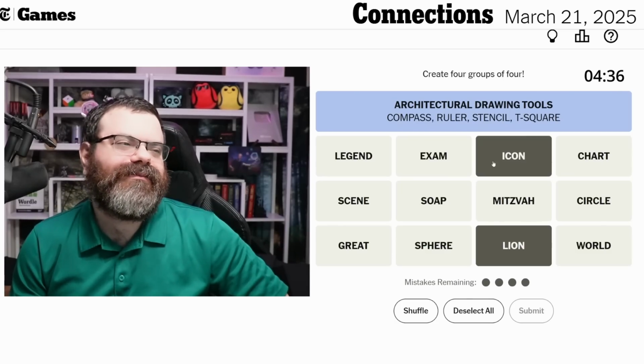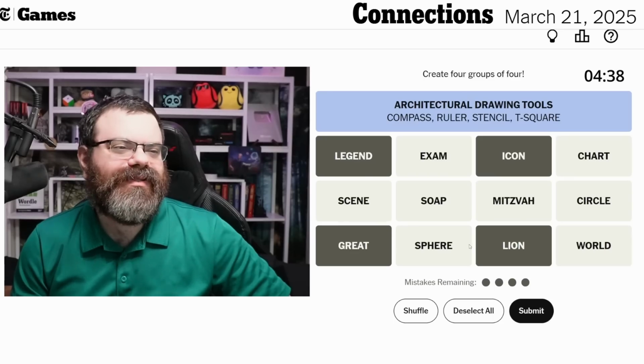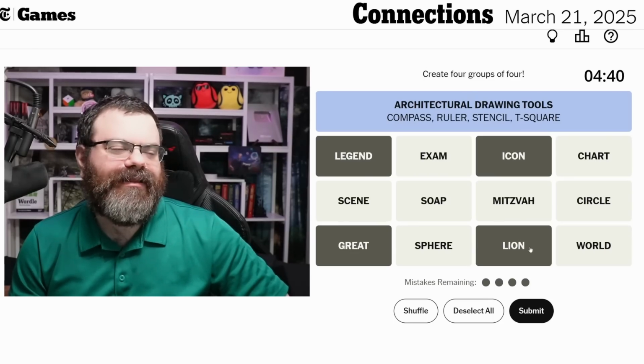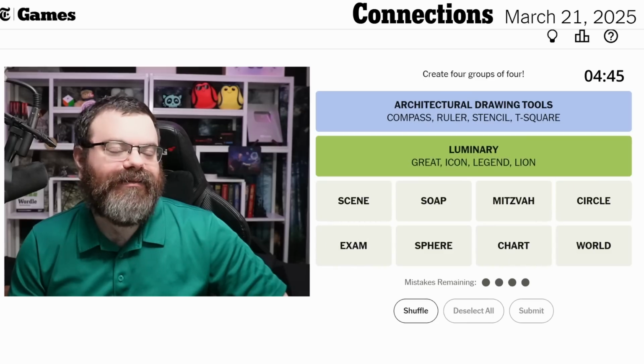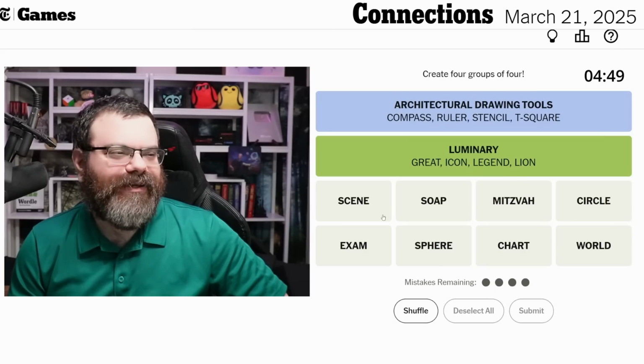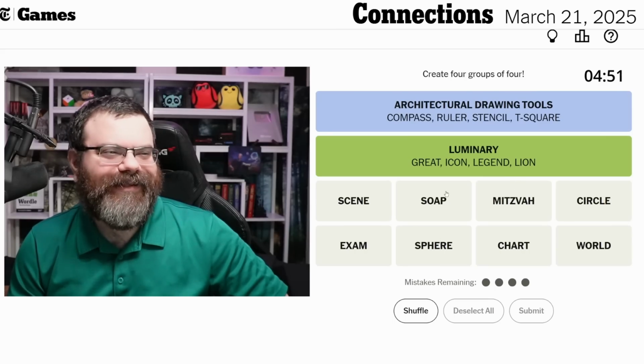Maybe lion. Do you think lion goes with these 3? He's a real lion, like the king of the jungle, even though lions don't live in the jungle. Let's see. Okay, it is that. Luminary. Okay. Good thing they didn't put luminary in there with that, because I don't know if I would have known that meant the same thing.